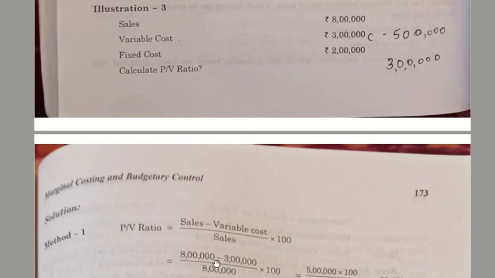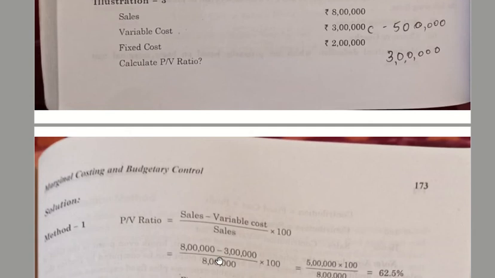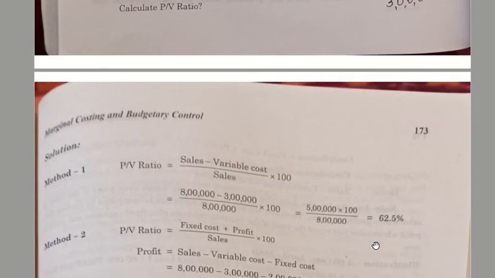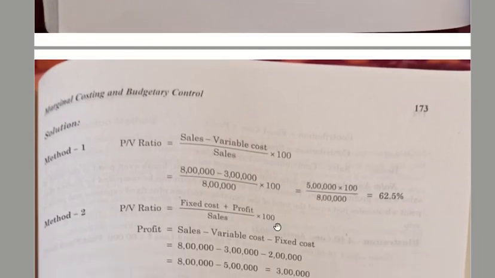So sales is 8 lakhs minus 3 lakhs divided by 8 lakhs into 100. So 8 minus 3, 5 lakhs into 100 divided by 8 lakhs, which is 62.5%. Okay. Or we can use the next formula also, fixed cost plus profit divided by sales into 100.